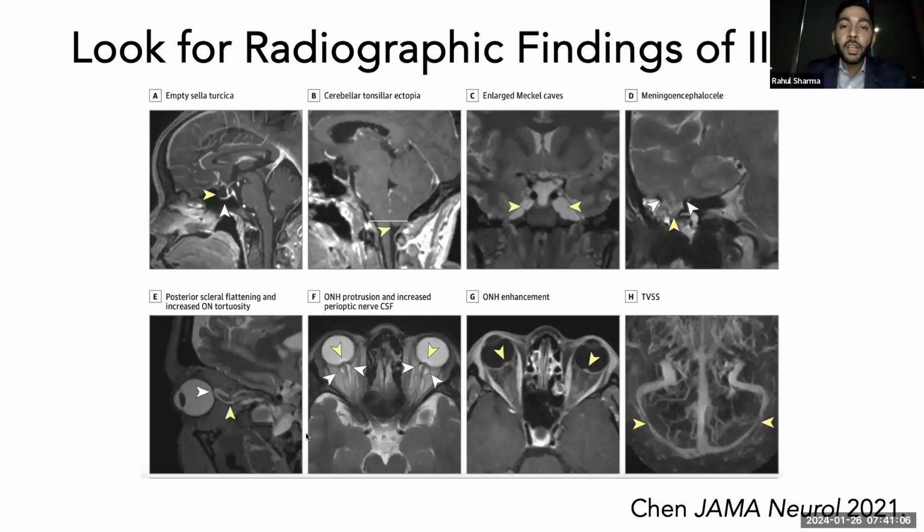Essentially, what we are seeing are the effects of increased cerebrospinal fluid on various locations of the brain, which shows up as a squished pituitary, a partially empty sella, or tonsillar ectopia, descent of the cerebellar tonsils. We can see flattening of the posterior aspect of the globe or expanded fluid in the optic nerve sheath. Perhaps most important is the presence of transverse venous sinus stenosis shown on the bottom right. And we're going to come back to this in a moment.